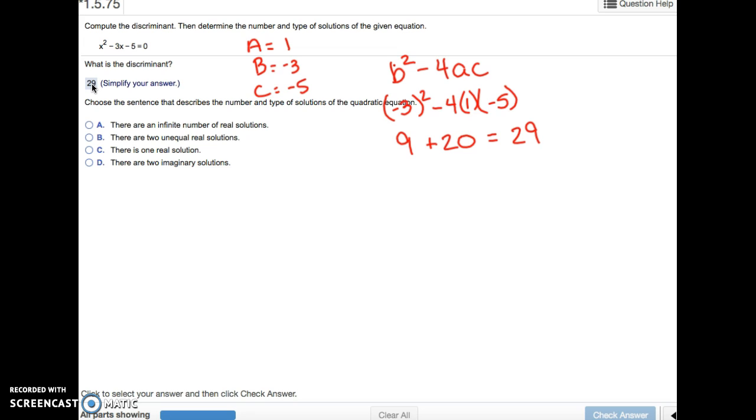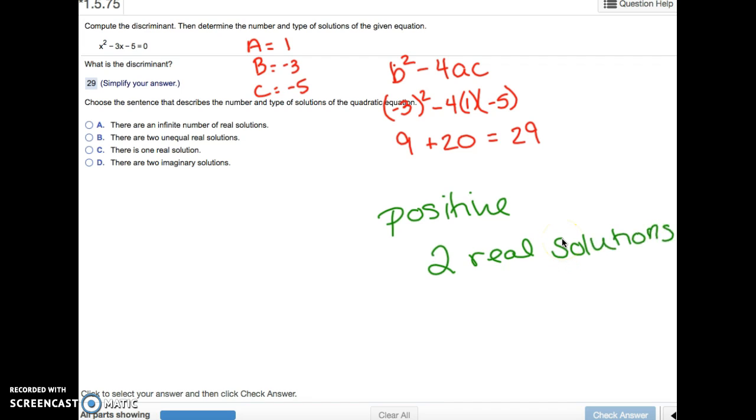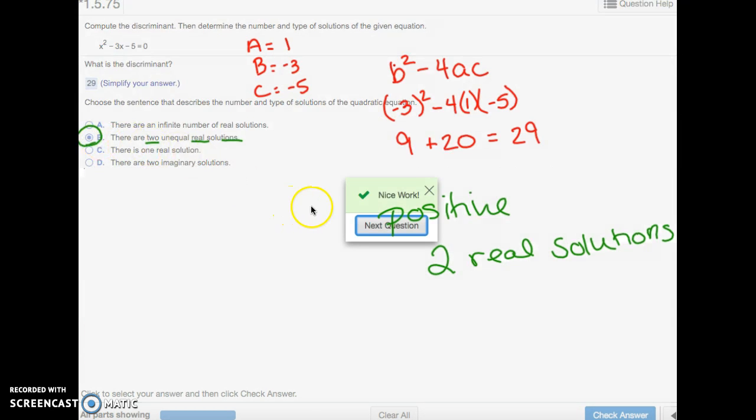Some of them will just ask you straight off the bat how many solutions or how many real solutions you have. So since 29 is positive, that means I have two real solutions. And I'm looking over here for the one that says two real solutions. It has a few other words in there, but we have two real solutions. So my option is going to be B, and that's how you solve that one.